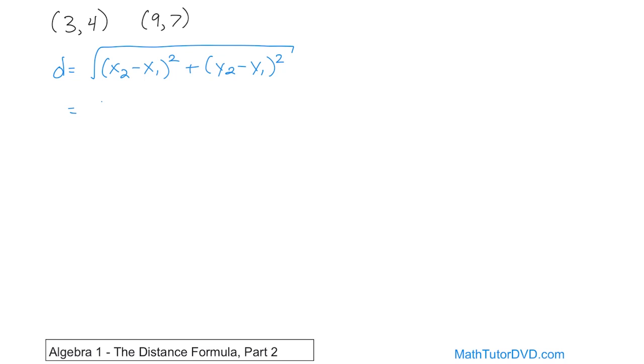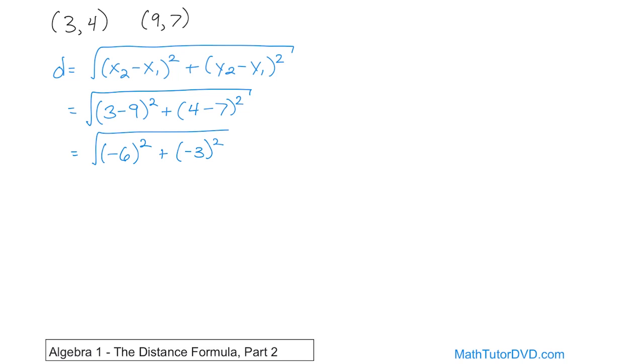So inside of here, I'm subtracting the x values, 3 minus 9, squared, plus, and then I have to go the same direction, 4 minus 7, squared. Don't forget the radical. I like to write the radical last so that I can have clean writing here. And on the inside, what is 3 minus 9 anyway? 3 minus 9, if you think about it, is negative 6, so you'll square that. And what is 4 minus 7? That's negative 3, squared.